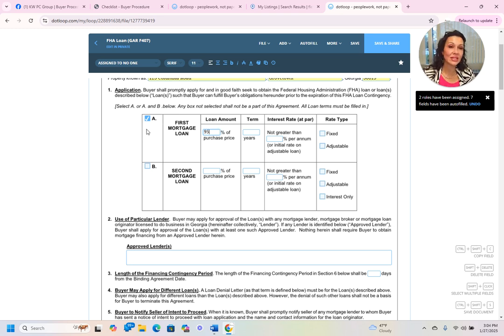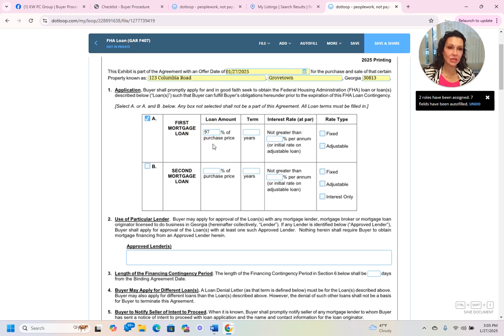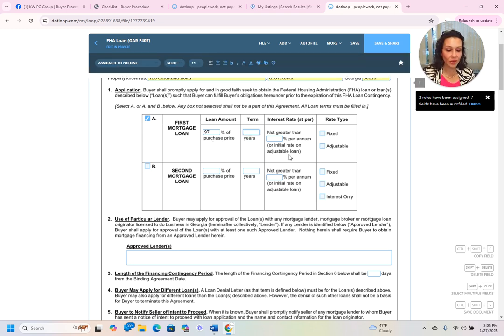And this document is very similar to the VA document. We're on an FHA document. 3 to 3.5 is the typical down payment I see on FHA. It's probably the most popular loan type to get because of the interest rates and the high debt to income ratio limits for an FHA loan. So the lender will probably be giving them 97% or 96.5 if it's not their first time loan. 30-year fixed unless your lender tells you otherwise.